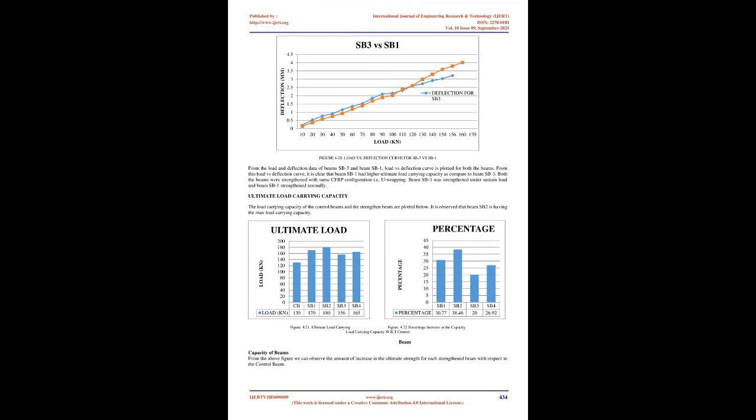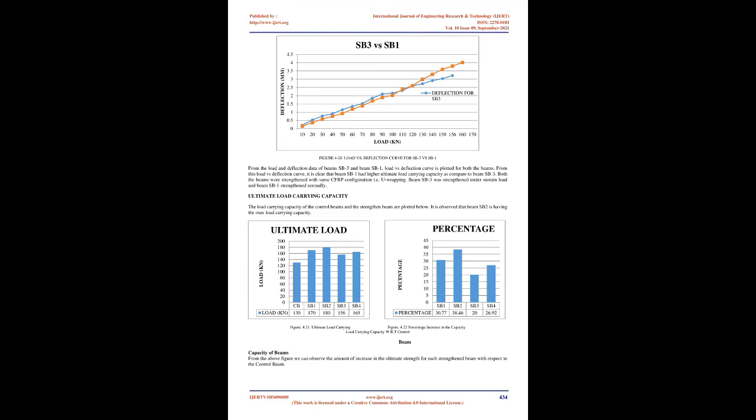From the load and deflection data of beam CB and beam SB1, load vs deflection curve is plotted for both the beams. From this load vs deflection curve, it is clear that beam SB1 had higher ultimate load carrying capacity as compared to beam CB. It indicates that CFRP sheet provide extra strength to the beam SB1 and increase its load carrying capacity by 30.77%.